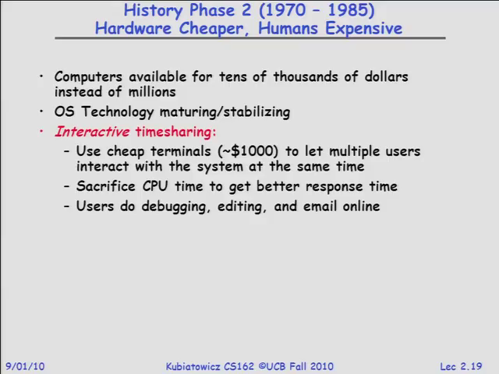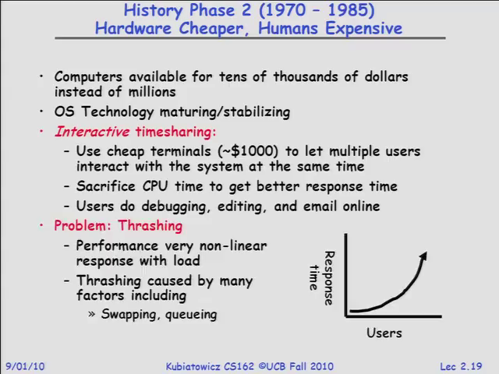Okay, and what's interesting about sacrificing CPU time is we might actually let the user use CPU time to, heaven forbid, do things like debugging their program or editing it online. Now these are all things that you take for granted, but nobody did this in the early days. It was too wasteful. Of course, an interesting problem with this is what I'll call the thrashing problem.